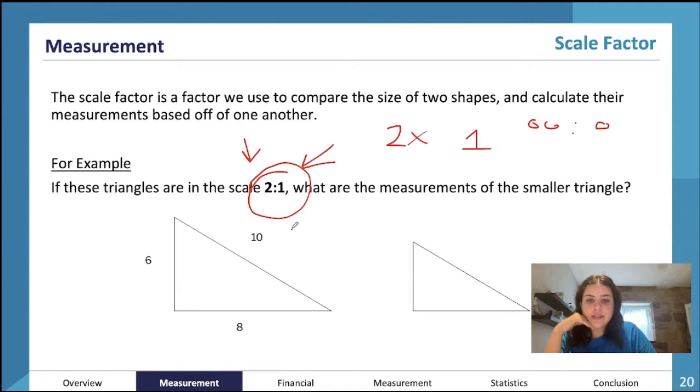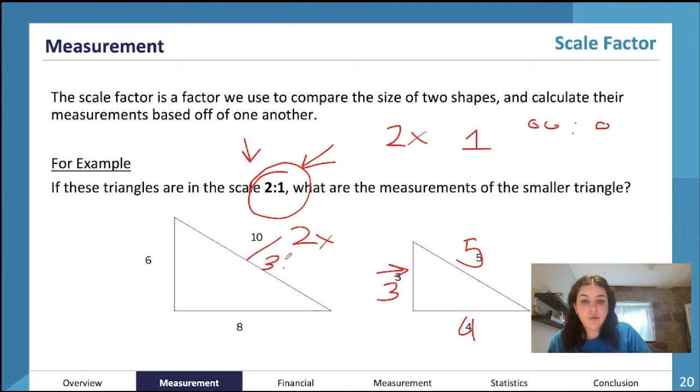So this triangle is twice as big as this triangle. So we just have to half all of the edges or all of the sides here. So it would be 5, 4, and 3, which are under those letters, as you can see there. If it gets more complicated, you might have to divide by like 3.5, or you might have to times by 7, whatever it is. But you just have to be able to read the scale. If it said the triangles are in the scale 1:2, which obviously doesn't look like it, you would have to double. So you do 20, 16, and 12.